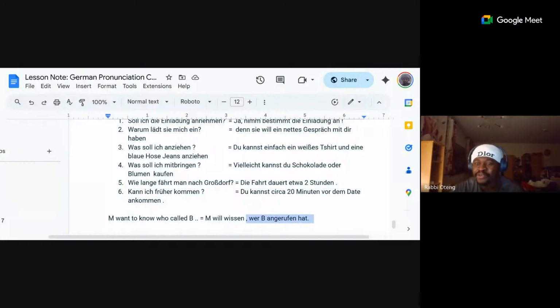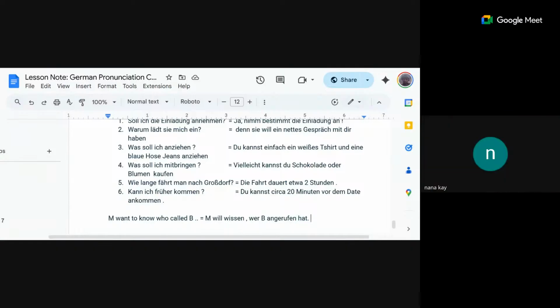When W questions are used in Nebensätze, the subordinate clause, then always the verb goes to the end of the sentence. Basically, that's the rule. Okay, too many rules.